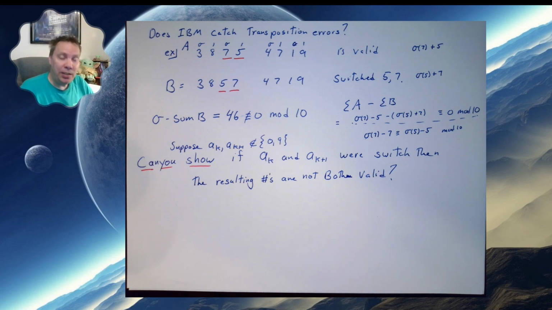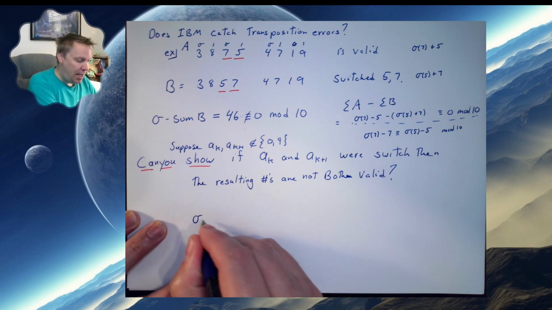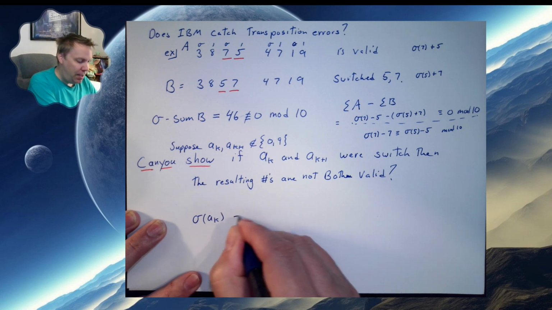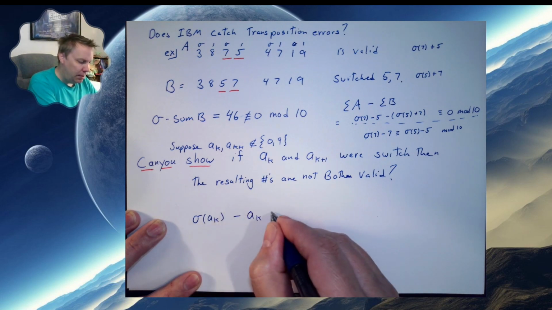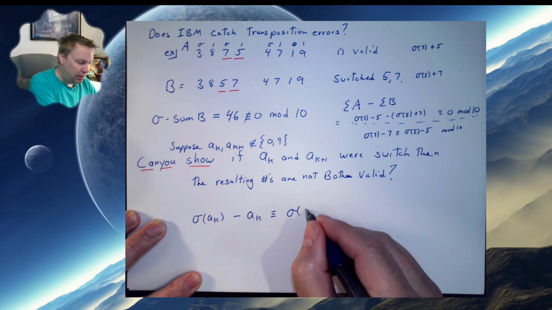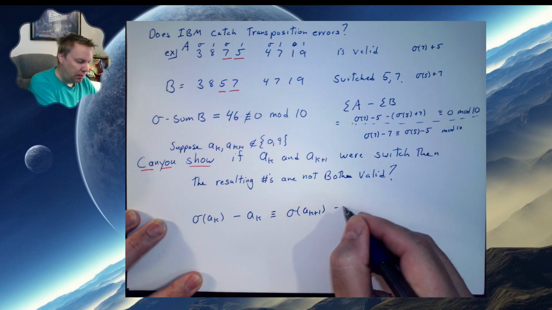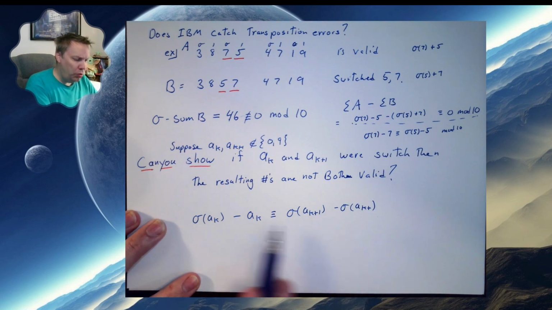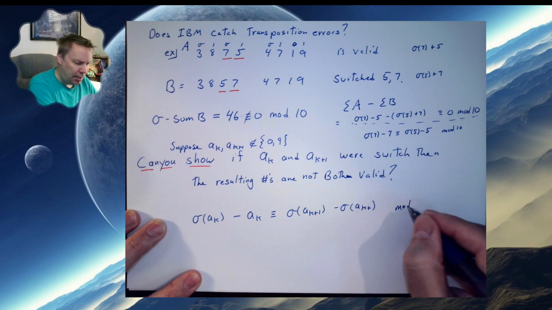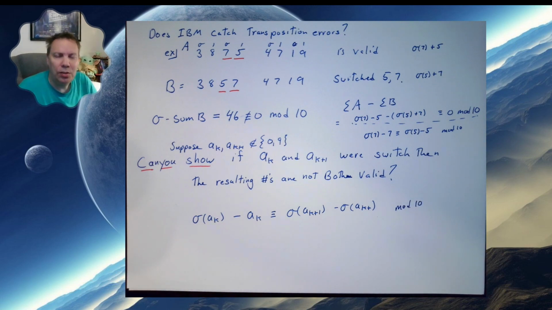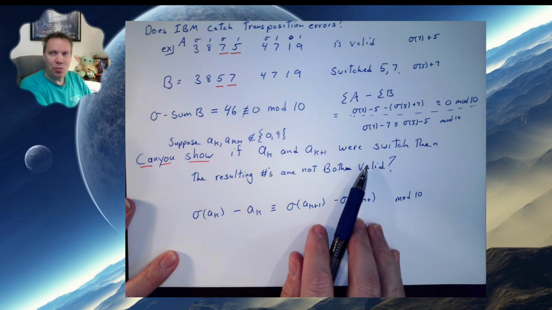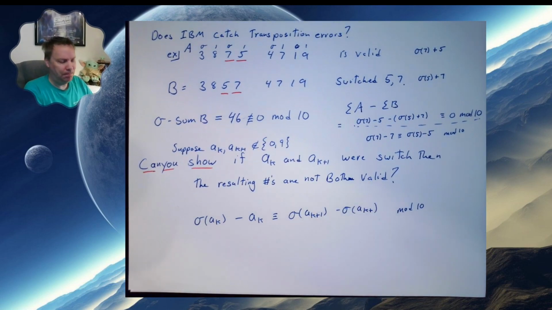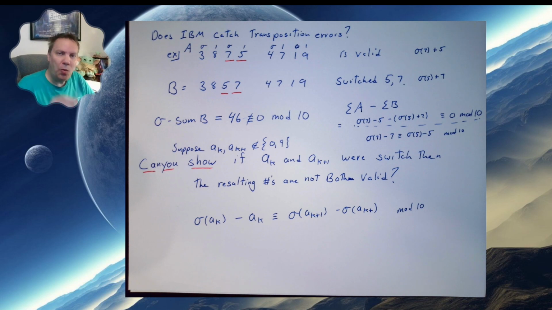Well, what you eventually have to show is that if you have the following idea, that these are only congruent to each other mod 10 when a_k and a_(k+1) are the same. So in other words, they're both valid numbers only if these digits were exactly the same to begin with. So I want you to think about that.